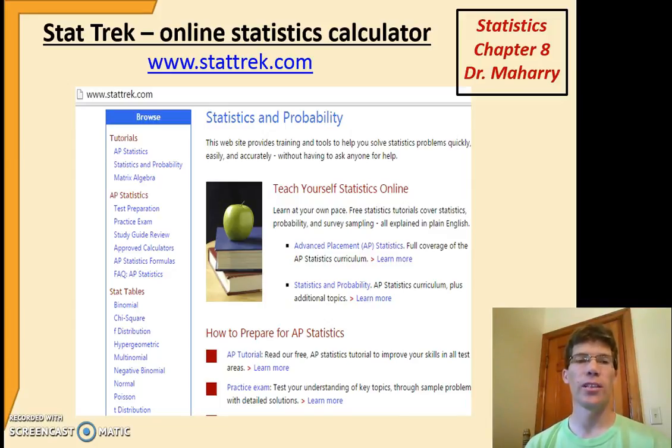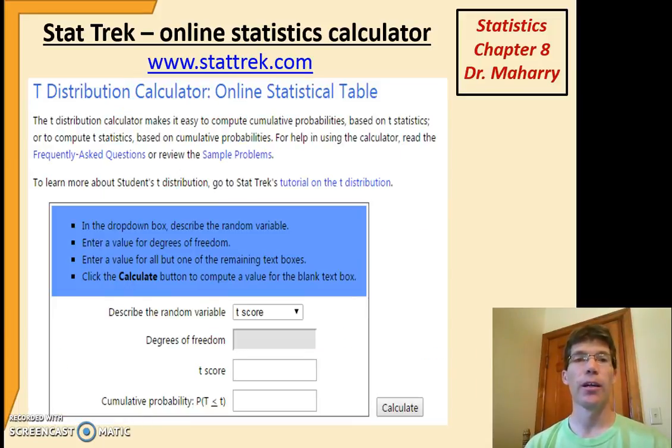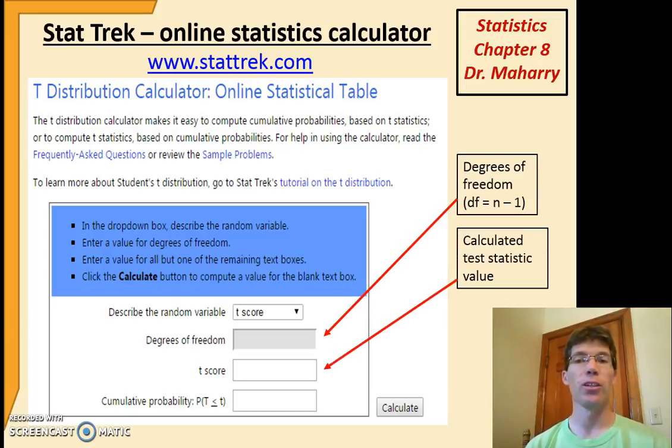Then notice all the tables. We've used the binomial table out of our textbook. We've used the standard normal table. That's the Z table there. And notice down at the bottom, there's the t-distribution table. Okay, so if you click on that t-distribution table, it comes up something like this. And so notice, you can put in a degrees of freedom, you can put in your calculated test statistic value, and then it will give you the cumulative probability. So it will essentially find that probability or that p-value for you.